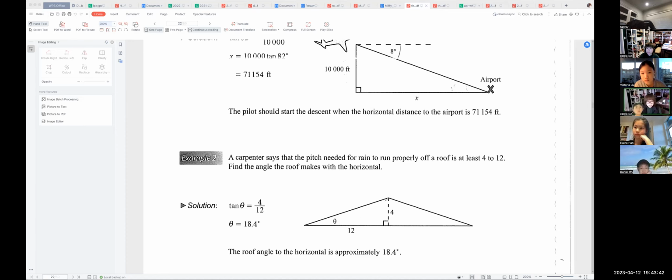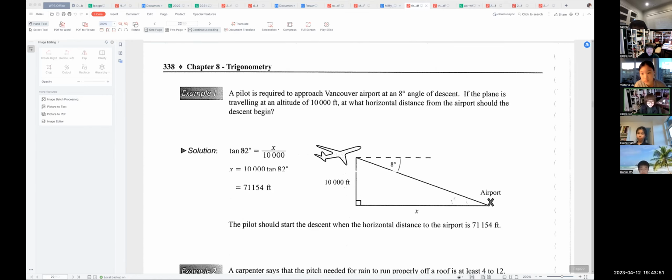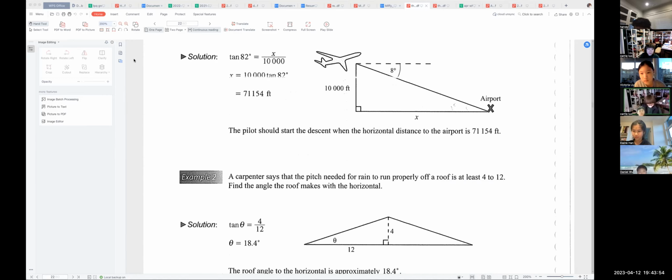So you need to find out this angle. This is rain, this is wrong. Sorry, it's rain to run. So this is rise, this is run, right, everybody? So in order to find out the theta, it's just a tangent. Theta equals 4 over 12. So you just find tangent -1, 4 over 12 equals theta. You're going to find out the answer by just using the calculator. Correct, everybody?